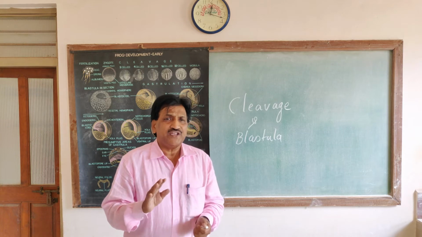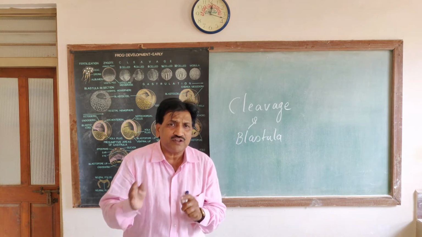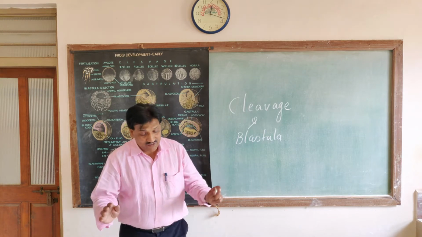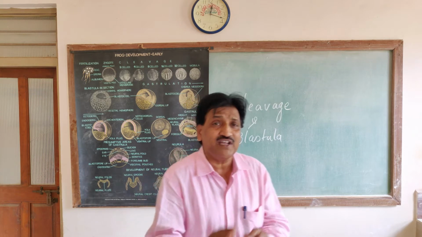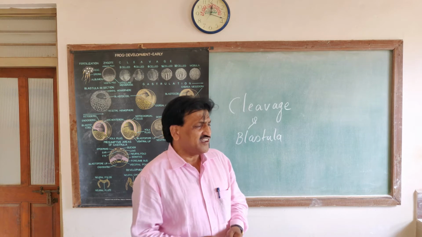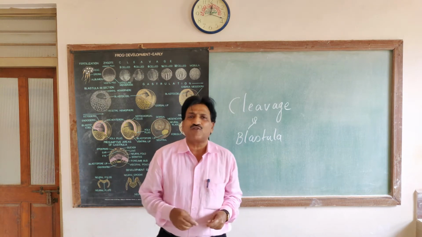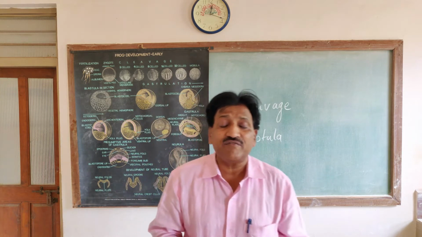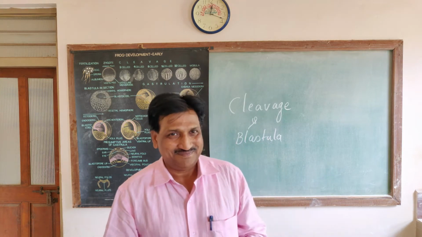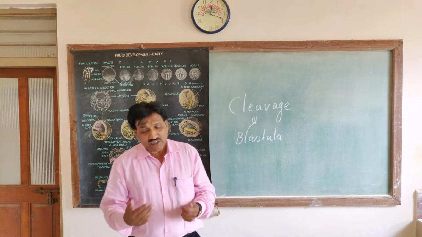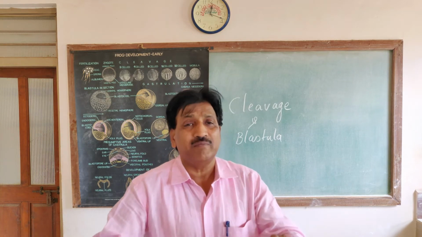The cleavage begins immediately after fertilization. So what is fertilization? Fertilization is nothing but the fusion of male gamete and female gamete. But in the case of the frog, the fusion of the male gamete and female gamete takes place in the water. It needs water for the development. So 90% of the development takes place in the water. Water is a must for the development of frog.